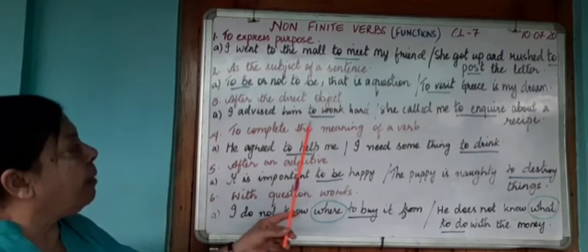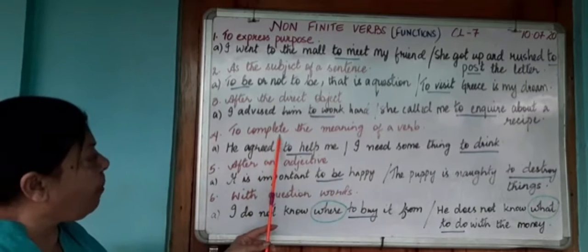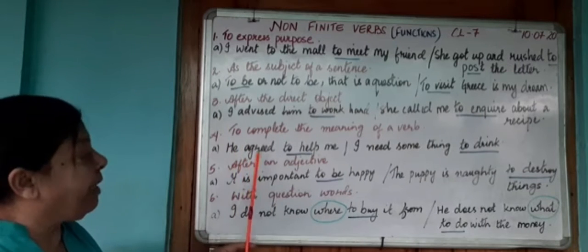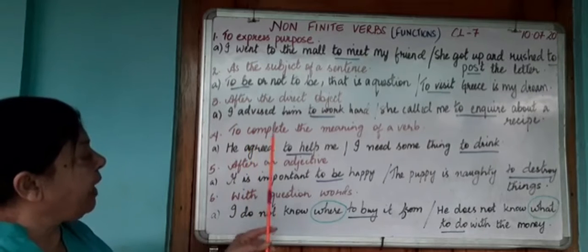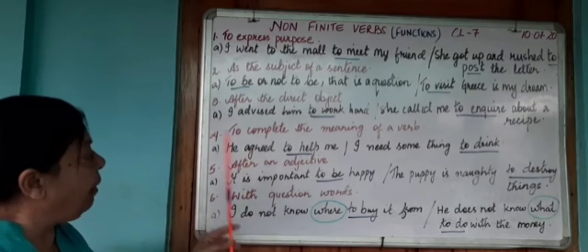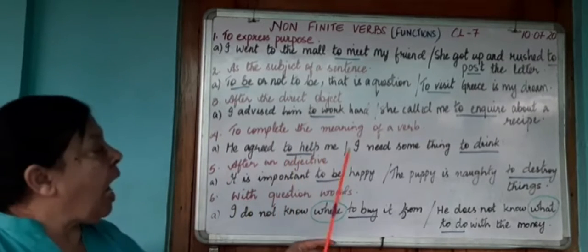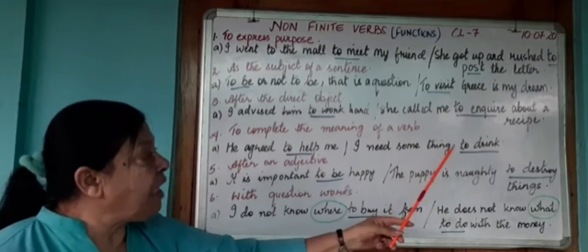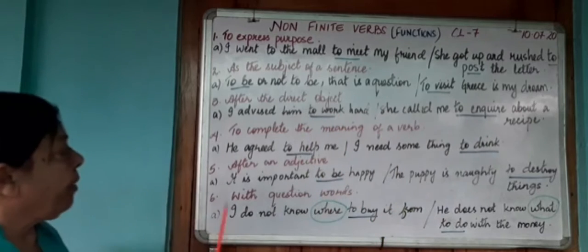To complete the meaning of a verb. He agreed. If I just stop over here, he agreed, my verb is incomplete. It does not give me complete sense. So therefore, I can use the infinitive to complete the meaning of this verb. He agreed to help me, or I need something to drink. Therefore, the infinitive can be used to complete the meaning of a verb.